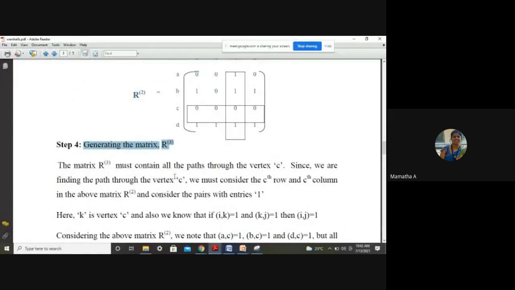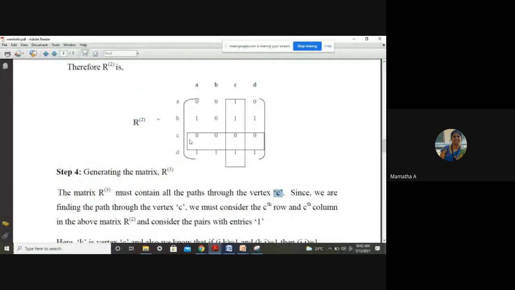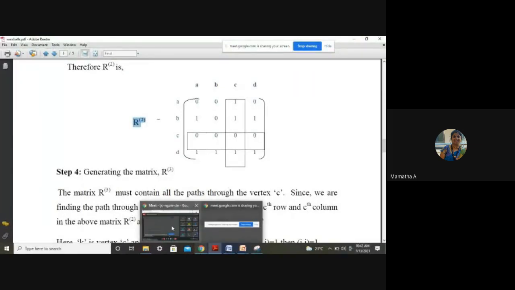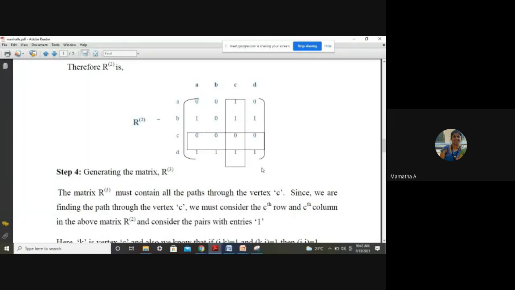So you now know that the matrix R3 contains what? All the paths from the third vertex. So which is the third vertex for me here? It is C. Again, since we are finding the path from the vertex C, which row and which column should I consider in R2? Which row and which column, students? Cth row and Cth column to be considered only with the entries 1.